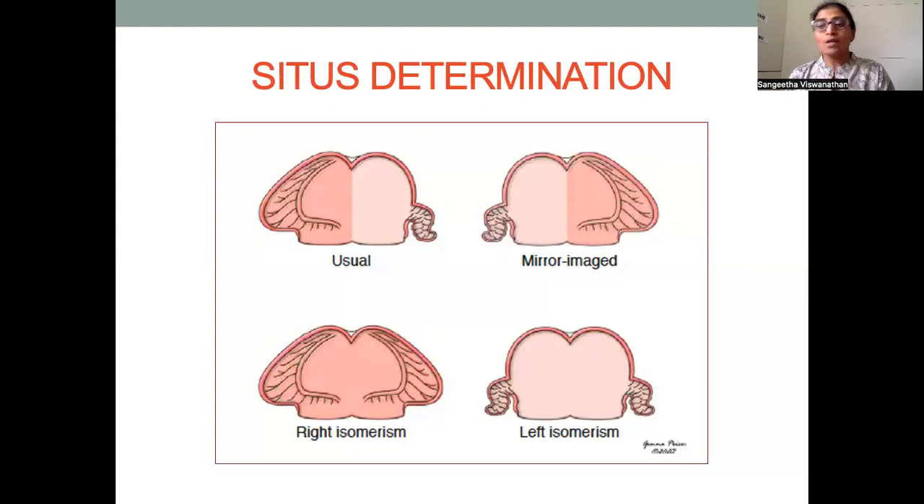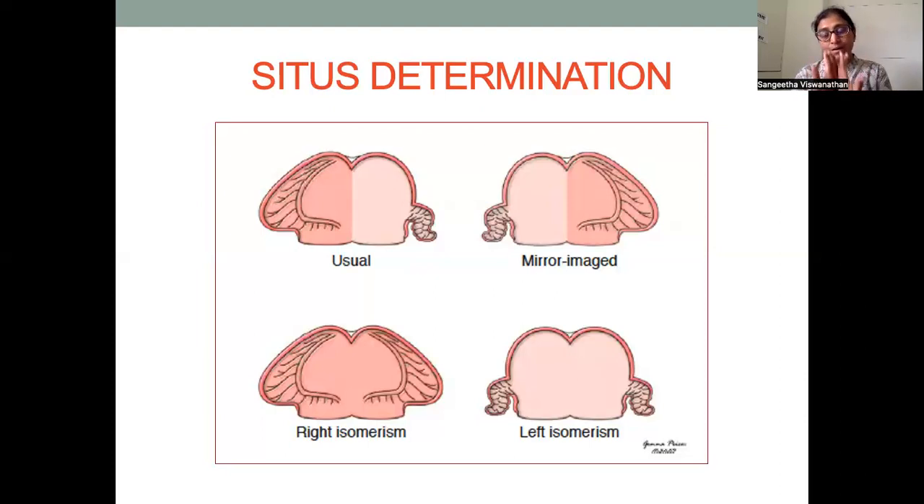On the left side, we have the left atrium with the left atrial appendage, which is quite different from the right atrial appendage. We have the left lung, which has only 2 lobes. We have the left bronchus, which is more slender and at more of an angle to the trachea. On the left side, we often have the stomach and we have the spleen.